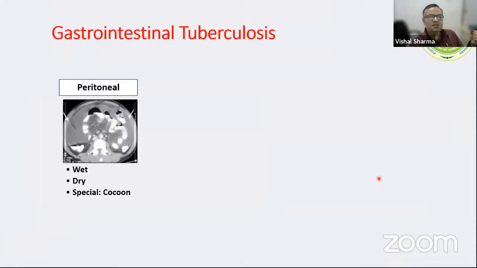So GI TB could involve the peritoneum. So we have a peritoneal cavity, and once that is involved, it usually presents in 80 to 90% of patients with the formation of ascites.